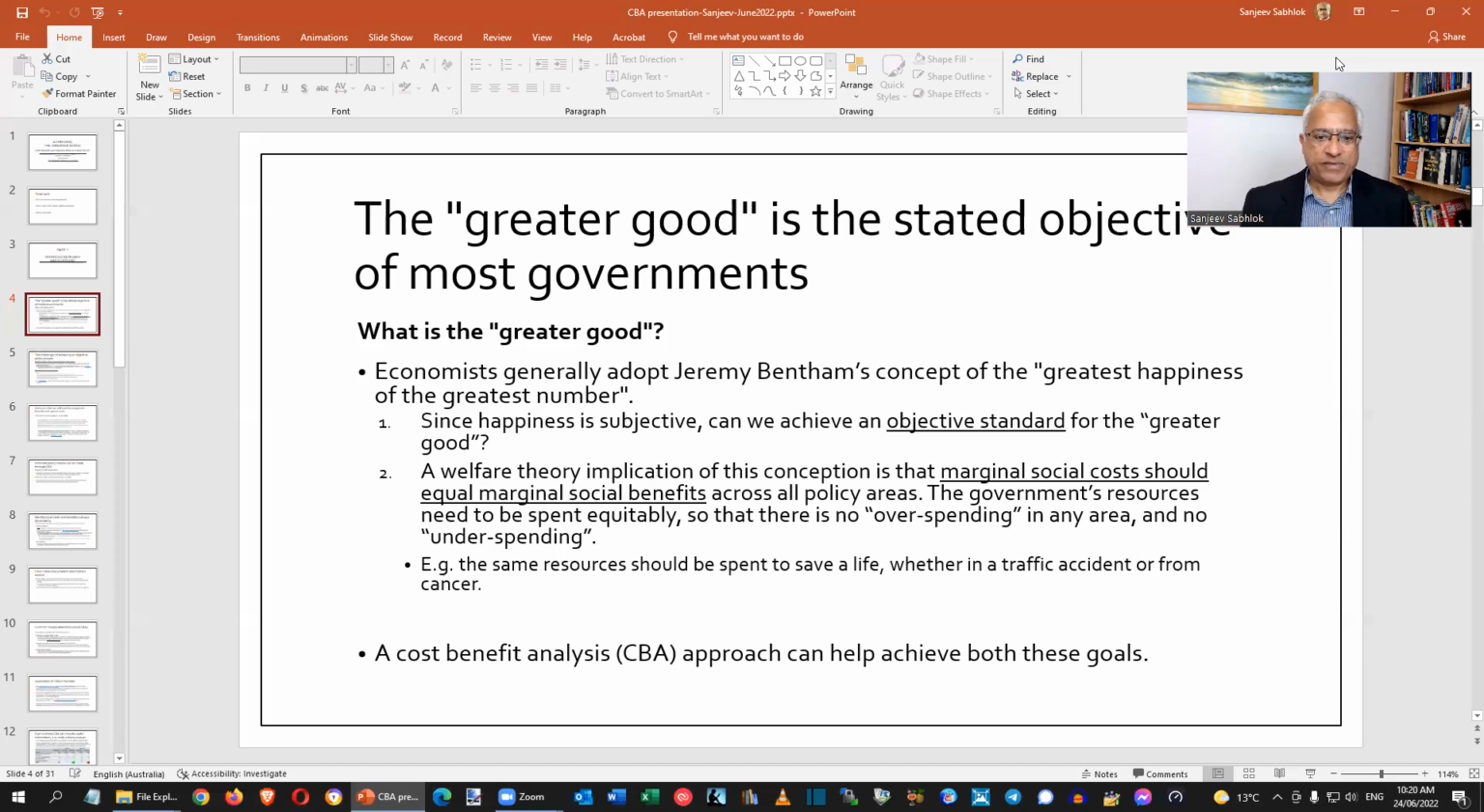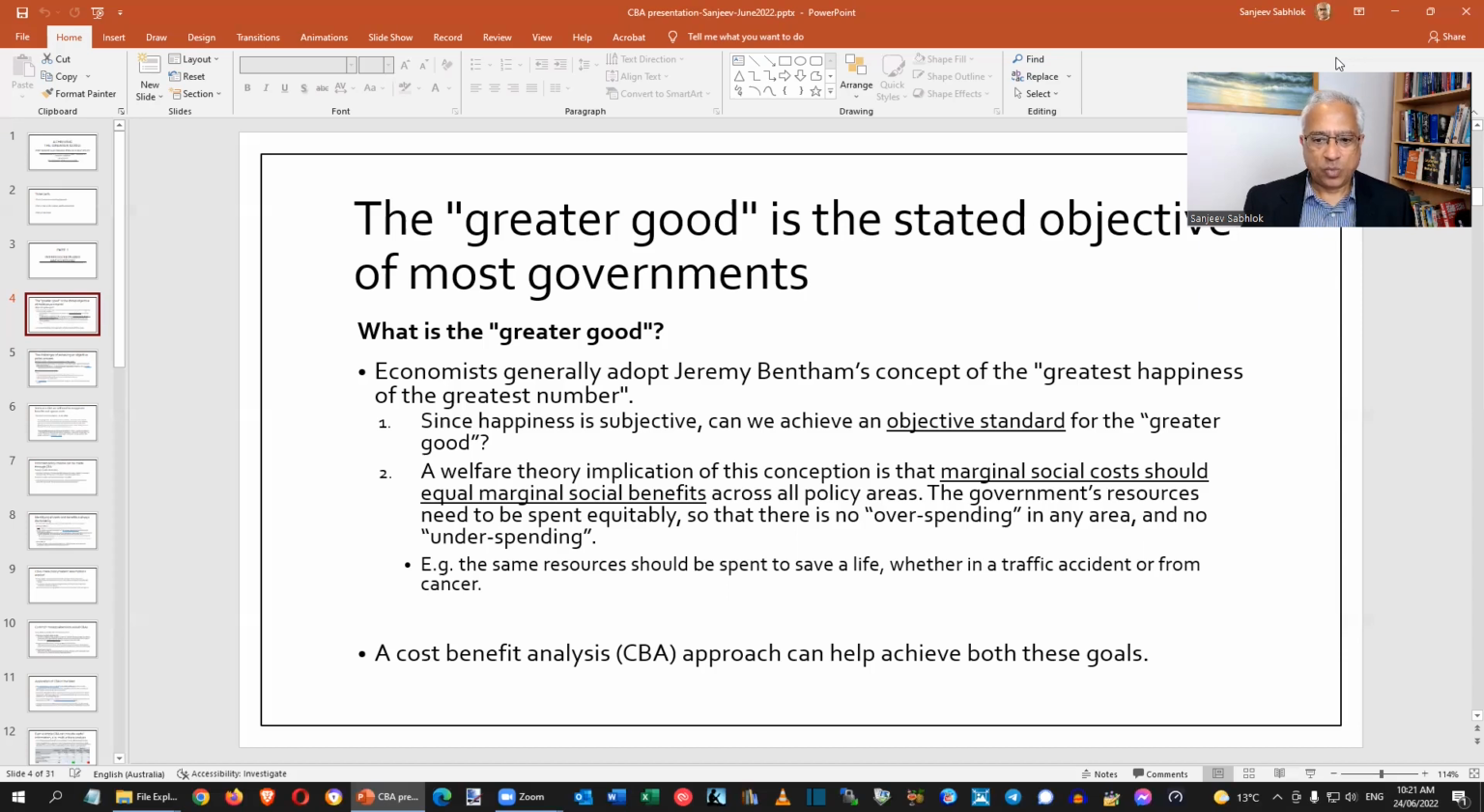And in economics, we have a simple concept called the marginal social cost, the net cost to society, at the margin, of a particular policy, and the marginal social benefit of that policy. So when we look across all policies, the rule that we need to follow is that the marginal social cost equals the marginal social benefit of all government interventions. At that point, we have reached the optimum.